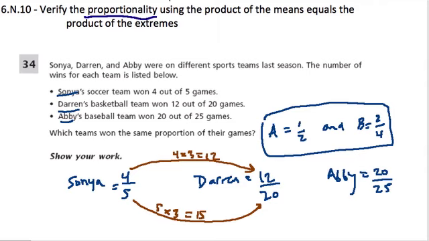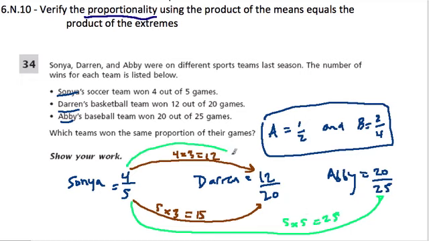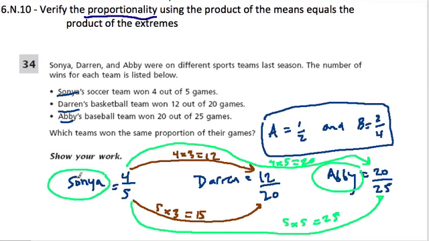However, let's change colors here. 5 times 5 equals 25, right? For Sonia and Abby. And 4 times 5 is 20. So Sonia and Abby's games are definitely proportional. Sonia and Darren's are not. What about Darren and Abby's? Well, let's look at that.